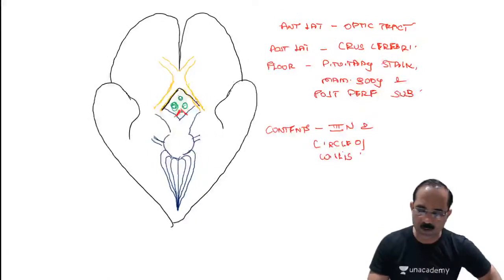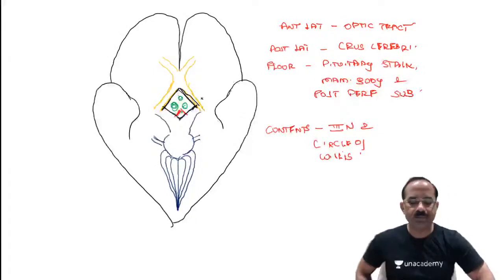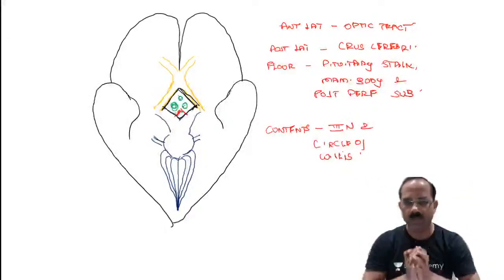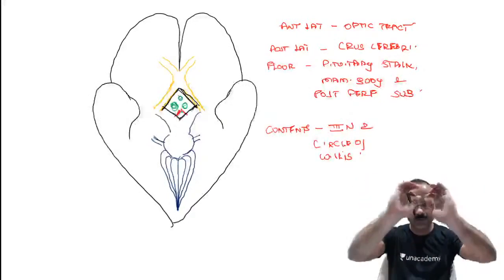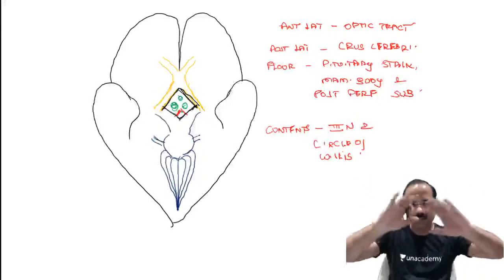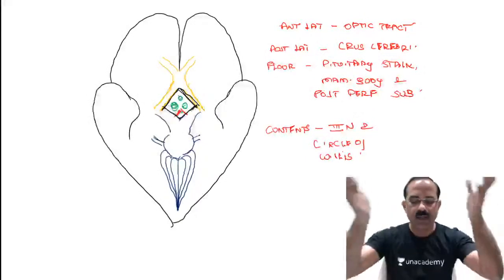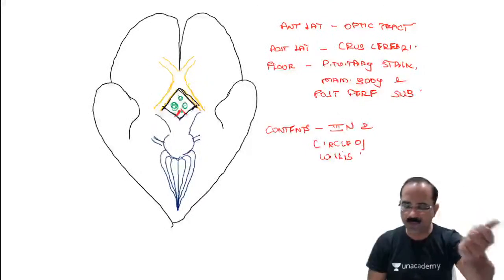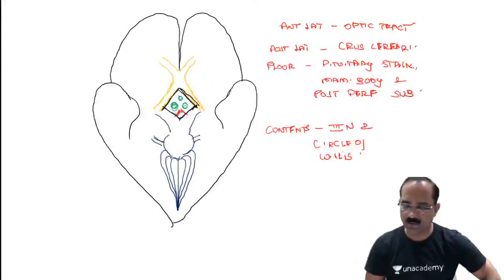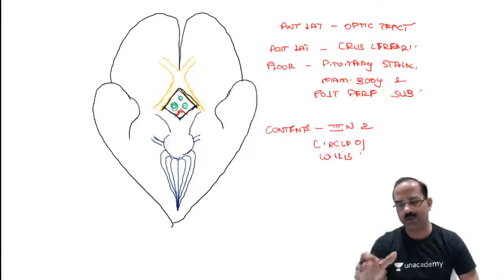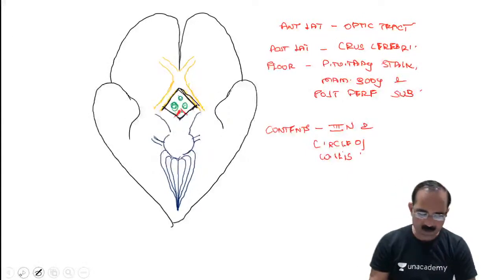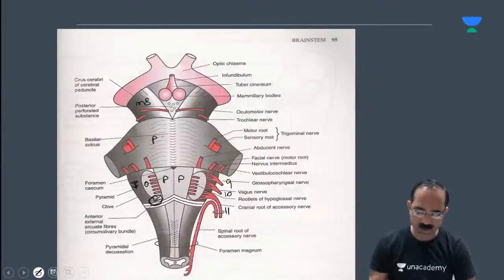See, ये जो area ना, this area is the interpeduncular fossa. So anterolateral is the optic tract, posterolateral is the crus cerebri. The floor is formed by the pituitary stalk, the mammillary bodies, and the posterior perforated substance. The contents are going to be the third nerve and the circle of Willis. Now there's no place for me to draw the circle of Willis there. Okay, done. I'll show you the slide. See this slide. Look at this slide. Same slide, yeah?